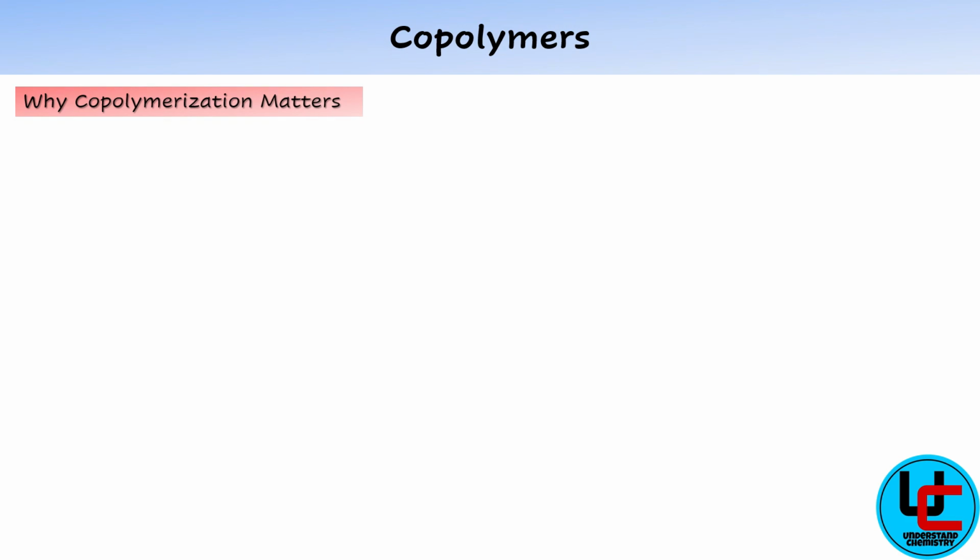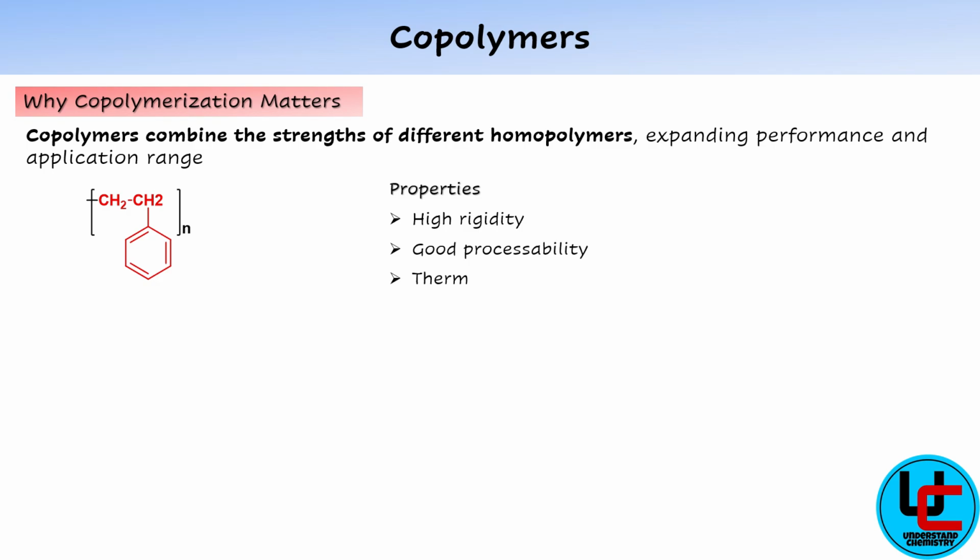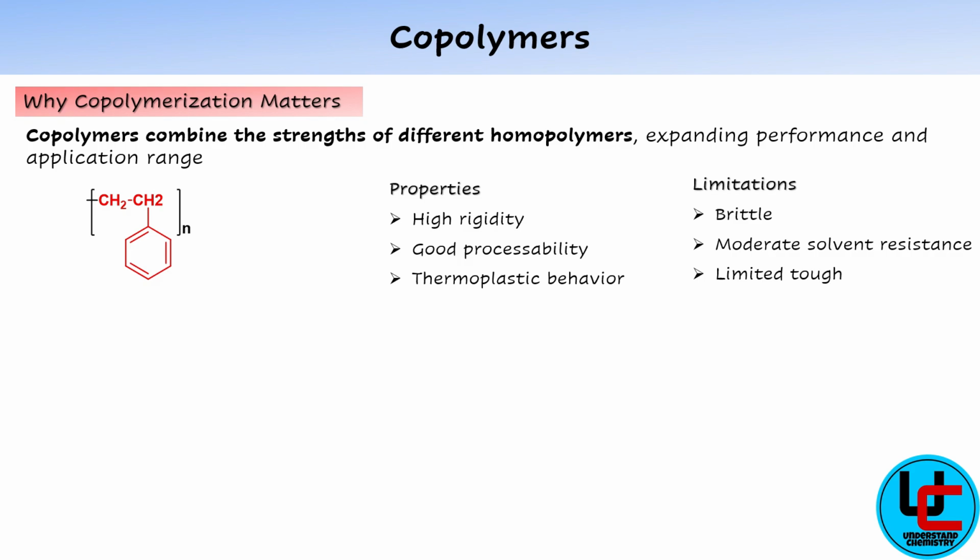Why we need copolymers. Copolymers allow us to combine the strength of different homopolymers. This means we can design materials that are more versatile, more durable, and more application specific than what we had from a single monomer alone. Take polystyrene for example. It is a homopolymer with a high rigidity and good processability. It has a thermoplastic behavior which is useful, but it is also brittle, has only moderate solvent resistance and limited toughness.